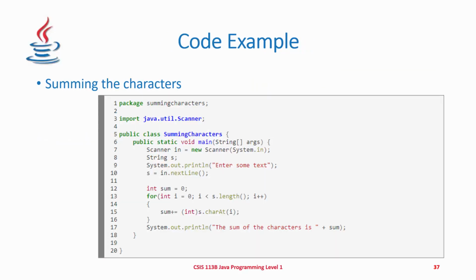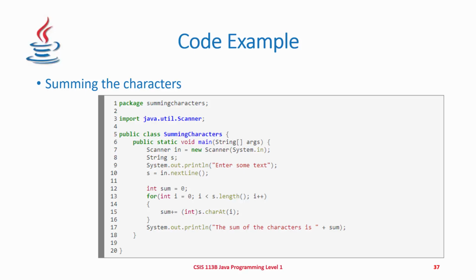In this example, we're taking some text from the user, and we're going to add up the value of each character in the string that they type in. So S is going to be the string value that's input from the keyboard by the user. Then we initialize an integer sum and set it to 0. In the for loop, we initialize I as 0. We're going to run it as long as we're less than the length of the string, and increment I each time through the loop.